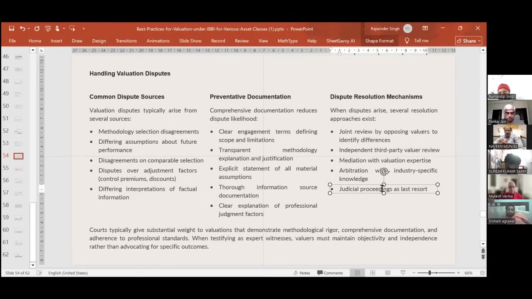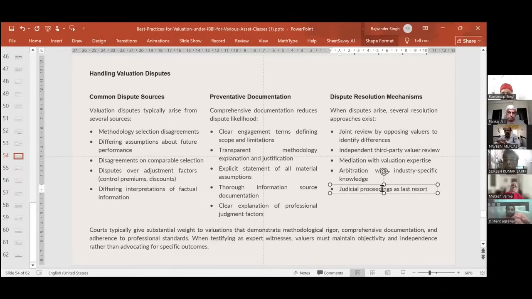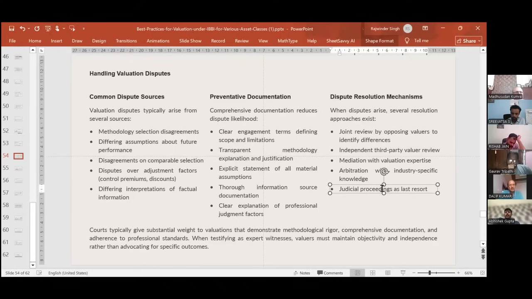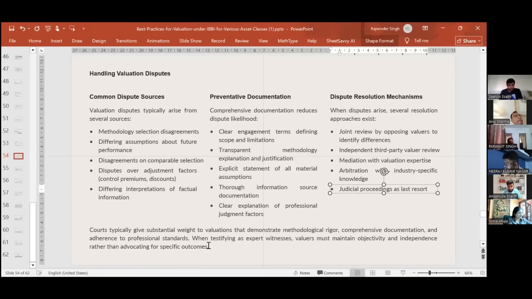Courts typically give substantial weightage to the valuation that demonstrates methodological rigor, comprehensive documentation, and adherence to professional standards. When testifying as an expert witness, valuers must maintain objectivity and independence rather than advocating for specific outcomes.